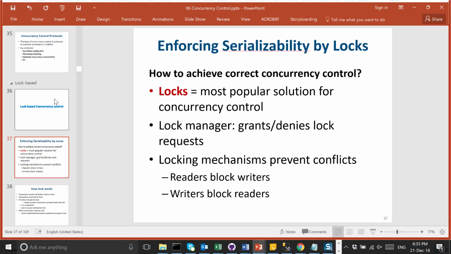So if I have an exclusive lock on B, no other transaction can get a shared lock on B until I release it. So that's the intuition. If somebody is reading some item, nobody can write to it. If somebody is writing an item, nobody can even read it until that transaction has finished the writing.